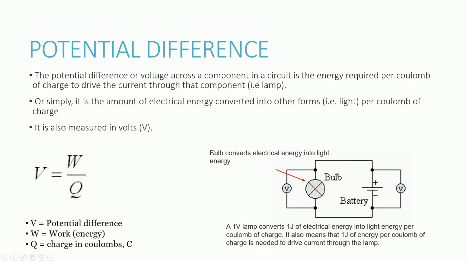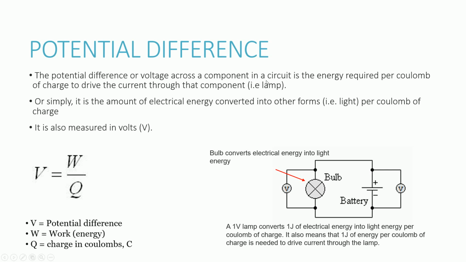But oppositely, potential difference is the amount of energy required per coulomb of charge to drive the current through a specific component. So whilst electromotive force was dealing with the amount of energy supplied to charge at a supply unit, for example a battery, the potential difference is mainly to do with how much energy is required to pass current through a certain component.